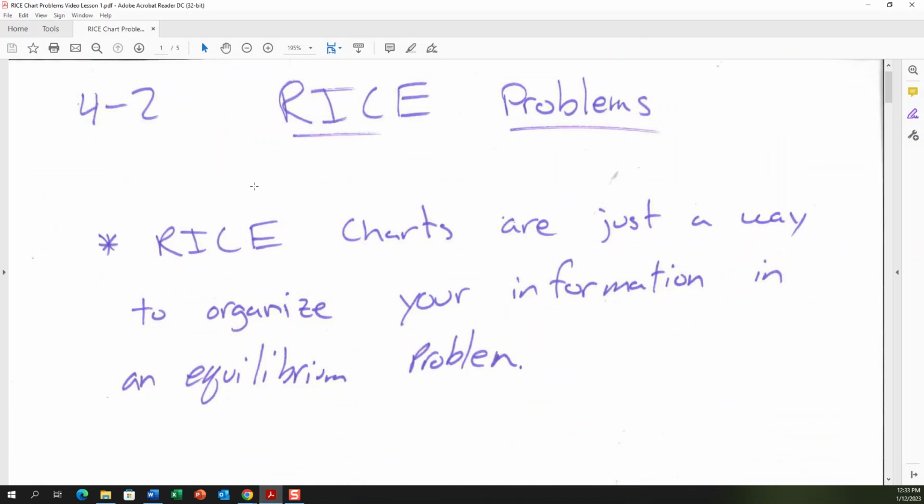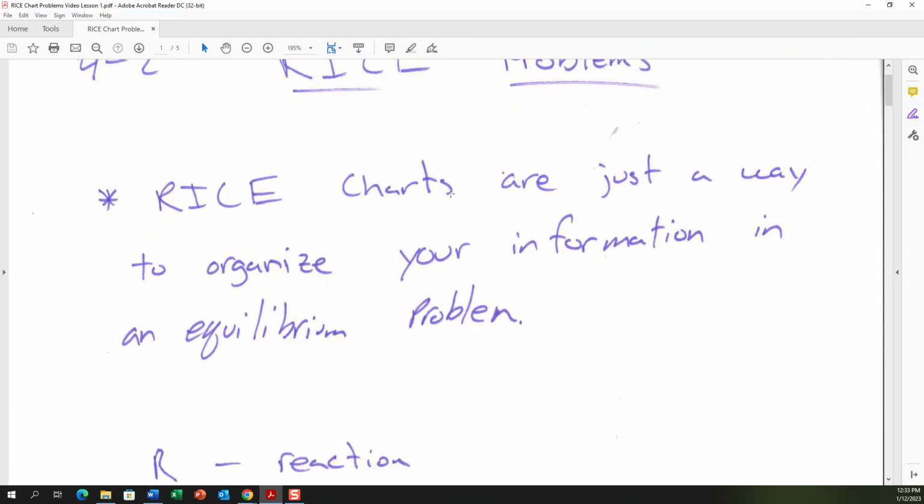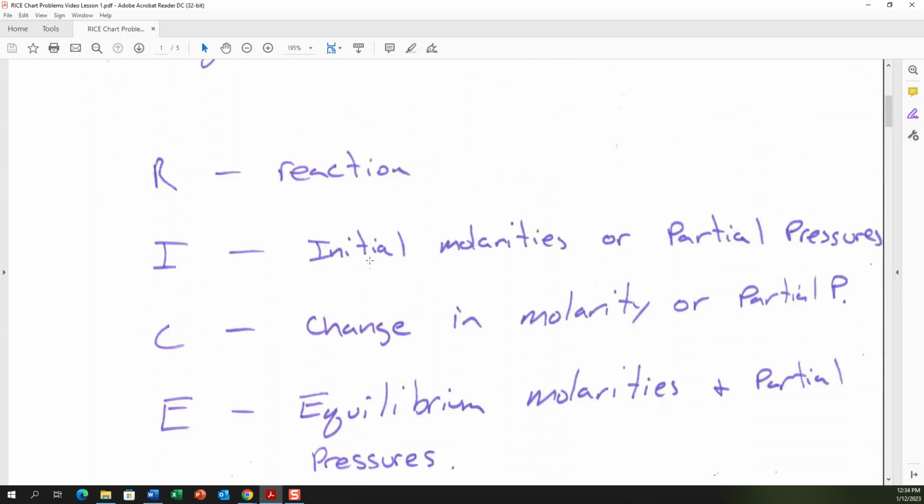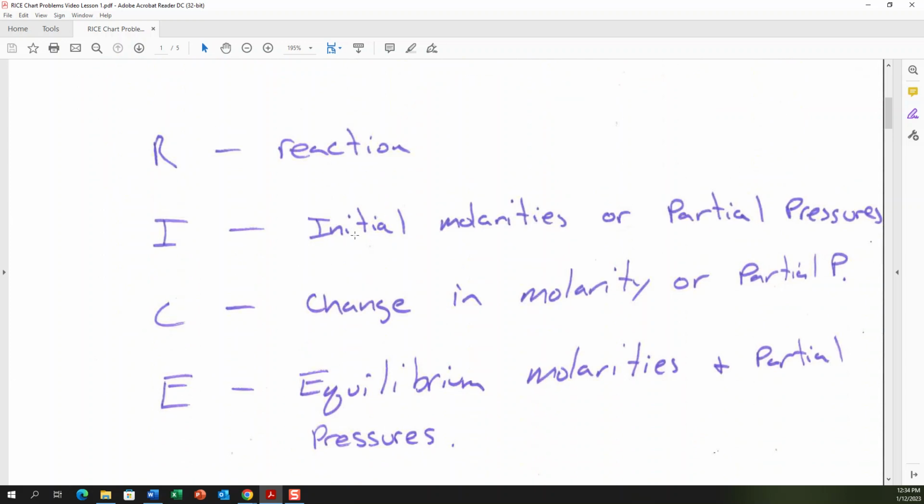All right. So again, rice charts are just a way to organize your information in an equilibrium problem. What RICE stands for is reaction, initial, change, and equilibrium. So you write your reaction up here, and it's got to be balanced. You put your initial amounts here. Now, when you plug in initial amounts in a RICE chart, it's either got to be initial molarities, if you're doing a regular K, equilibrium constant, or initial partial pressures, if you're doing a KP, okay? But not moles, not grams.